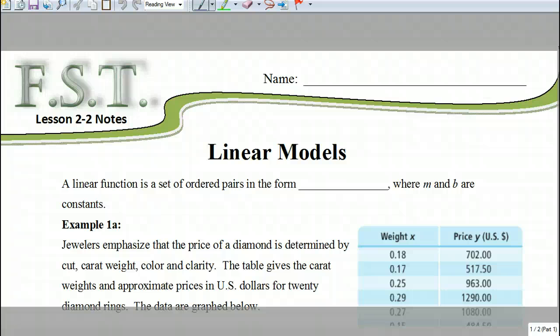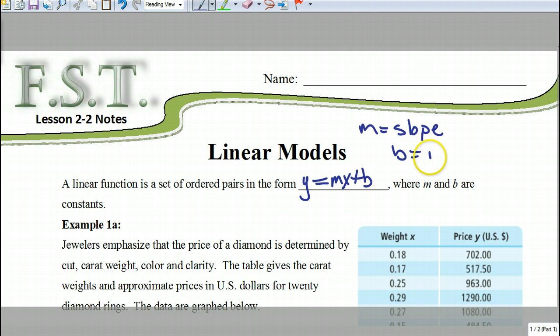Okay, so today's lesson is on 2-2, and we're looking at linear models. Many of you have done this stuff, so it should be kind of a review from Algebra 1, but we're going to go back over it again. First of all, I would like to say that a linear function is a set of ordered pairs in the form of y equals mx plus b. If you remember, m is the slope and b is the intercept.